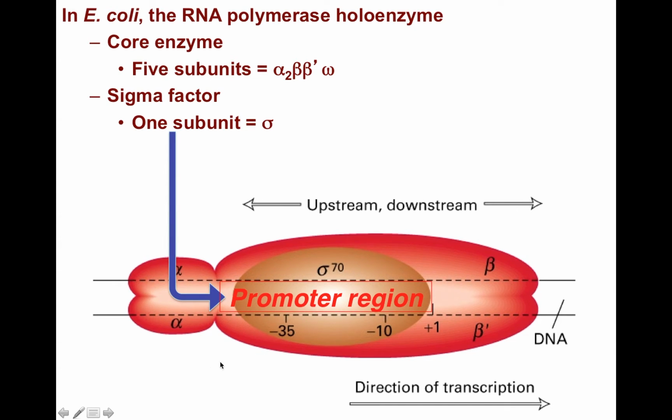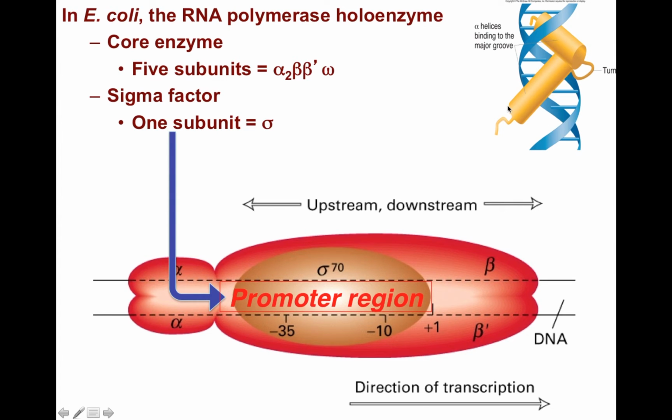The direction of transcription is going to be from left to right, so when RNA polymerase and sigma factor are bound, the RNA polymerase is positioned in exactly the right spot so it can begin to transcribe RNA at position +1 of the gene.